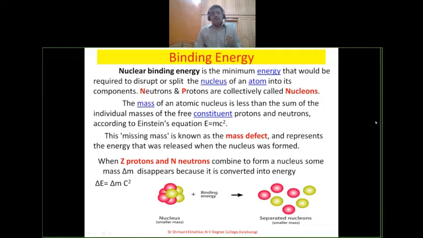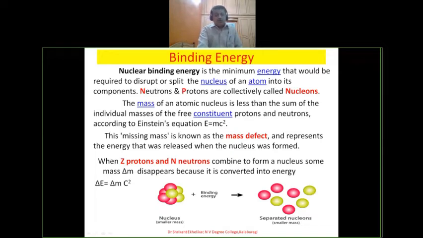as per E is equal to mc square, a very small mass will give an enormous amount of energy, and that energy which is keeping the nucleons of a nucleus together is called binding energy. So, nuclear binding energy is the minimum energy that would be required to split the nucleus into its components.